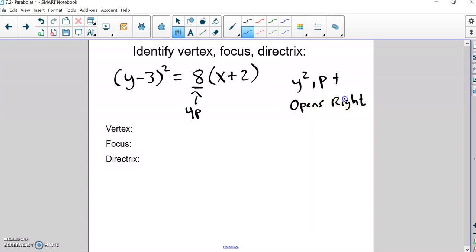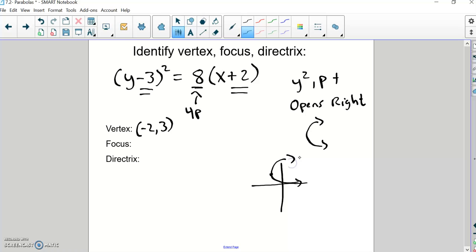So what we have here is a parabola that looks something like this. Okay. Now, if we try to find the vertex here, remember the vertex is (h, k). H always goes with x. K always goes with y. So if I'm looking at this, the x value for the vertex is -2, and the y value for the vertex is 3. Okay, so we have a vertex of (-2, 3). If you really wanted to draw this, we would start at (-2, 3), and we would have a parabola that opens something like this to the right.